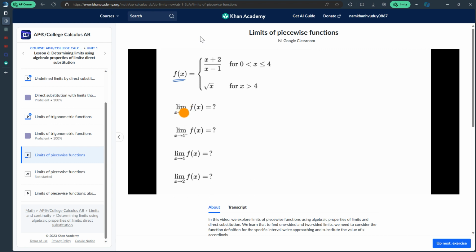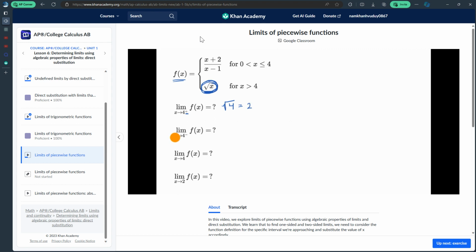The limit as x approaches 4 from values larger than 4. So that's what that plus tells us. And so when x is greater than 4, our f of x is equal to the square root of x. So as we are approaching 4 from the right, we are really thinking about this part of the function. And so this is going to be equal to the square root of 4. Even though right at 4, our f of x is equal to this, we are approaching from values greater than 4. We're approaching from the right. So we would use this part of our function definition. And so this is going to be equal to 2.